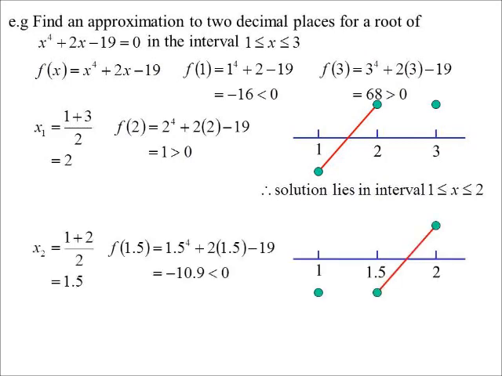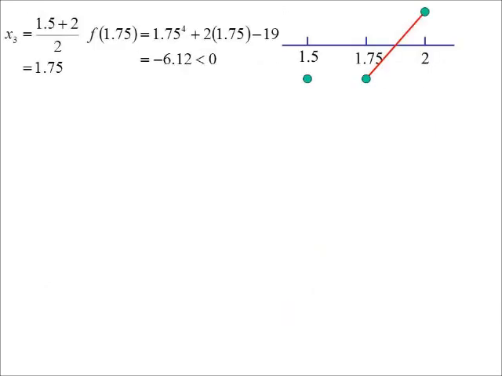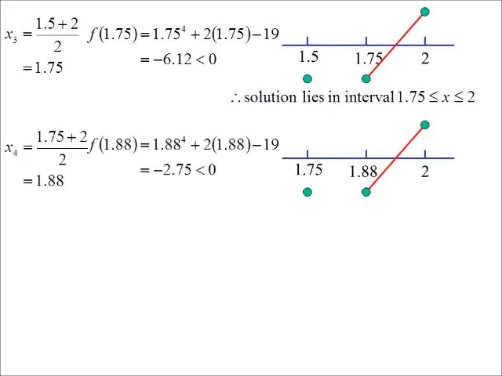So 1.5, it's negative. So all right, we knew 1, 2, but 1.5, we've now trapped it somewhere in between 1.5 and 2. Now, they've said they want the final answer to 2 decimal places, so we'll keep going. 1.75, it's negative, so that means I've now trapped it between 1.75 and 2. Okay, try again. 1.88. Now notice I didn't bother going 1.875, I think is the actual answer.